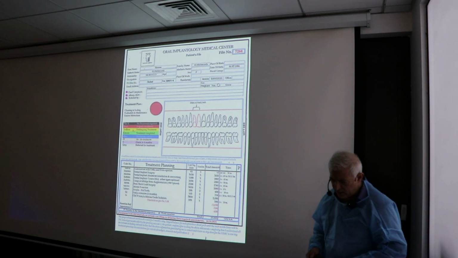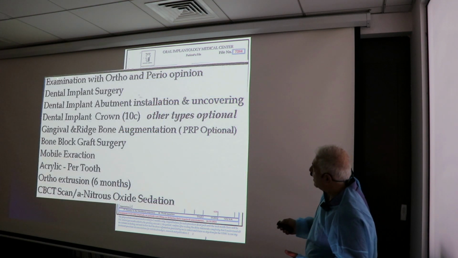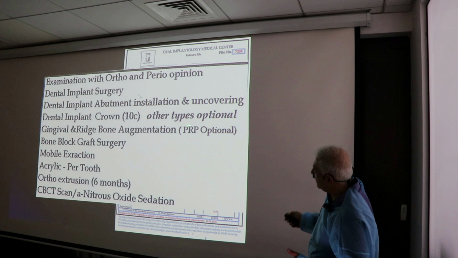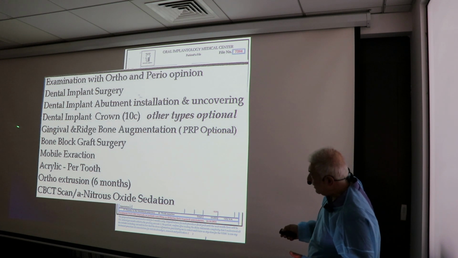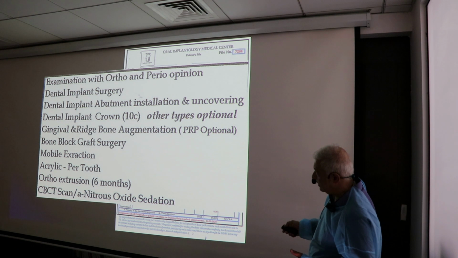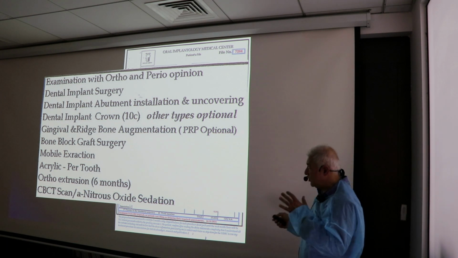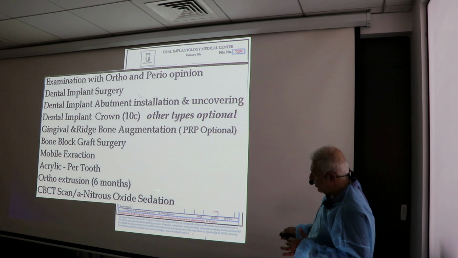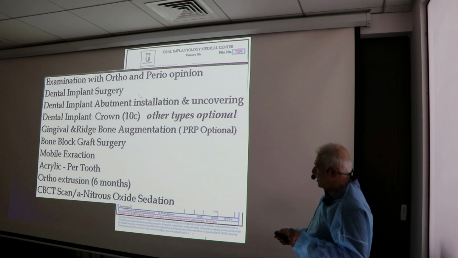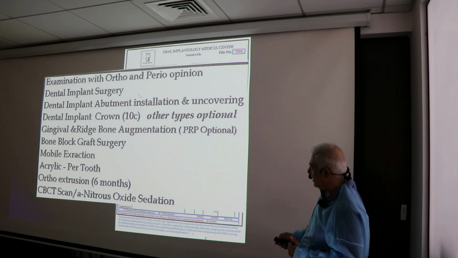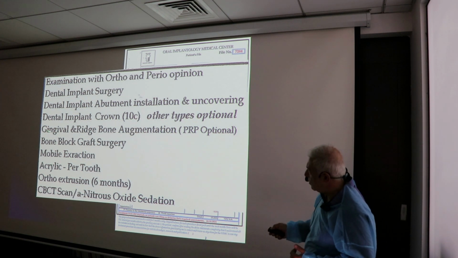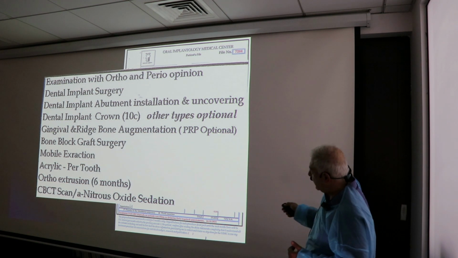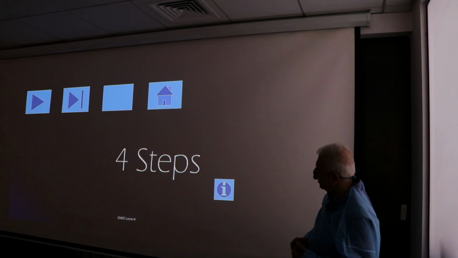Okay, so the plan that she came with: examinations, implant, dental implant abutment, crown, gingiva augmentation with PRF, right? And block graft. So twice we planned to do for her a soft tissue and hard tissue. One is just to fill up the gap, and one is to do a block, mobile extraction, acrylic, and ortho extrusion. This 6 became 8. The CBCT had to be done. She wanted nitrous because she was scared, but she was okay. She didn't. So this part somehow we didn't need because of the orthodontic part.